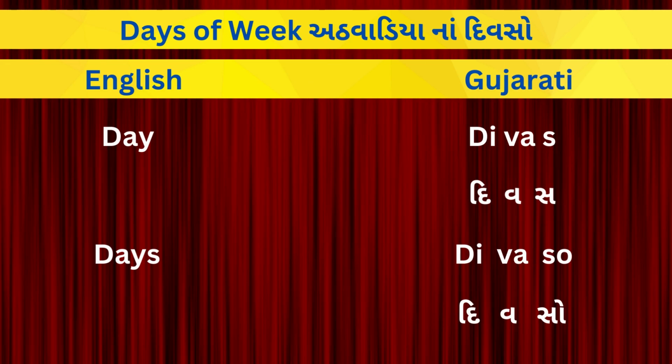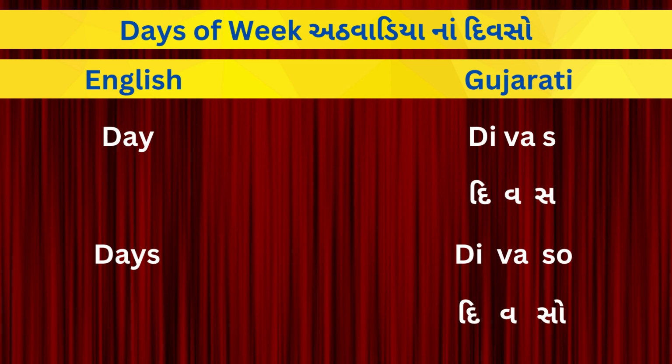First, days of the week is called Athwadiyana Divso. So the English word day becomes Divas in Gujarati, which is spelled D-I-V-A-S. D-I becomes Di, V-A becomes Va, and S becomes Sa. So D-I-V-A-S becomes Divasa. So day is called Divas in Gujarati.